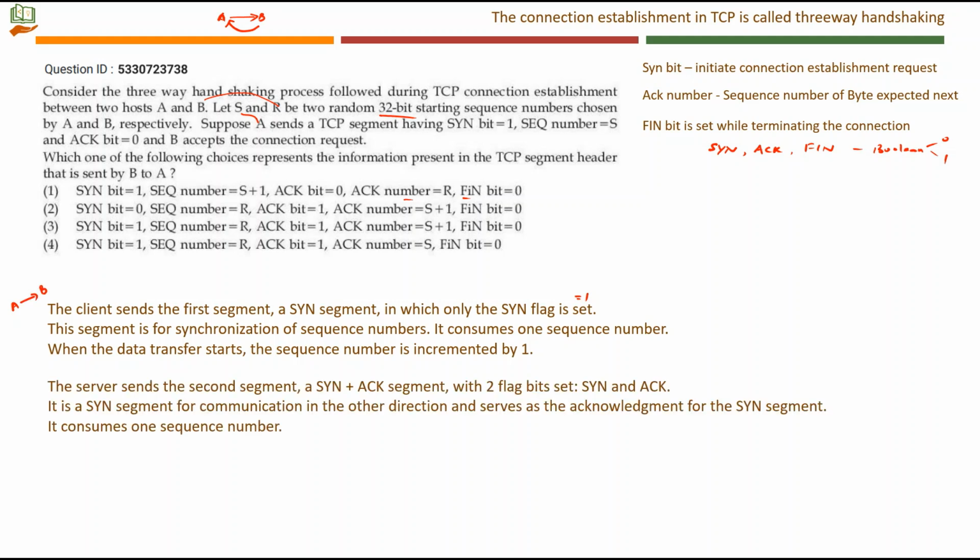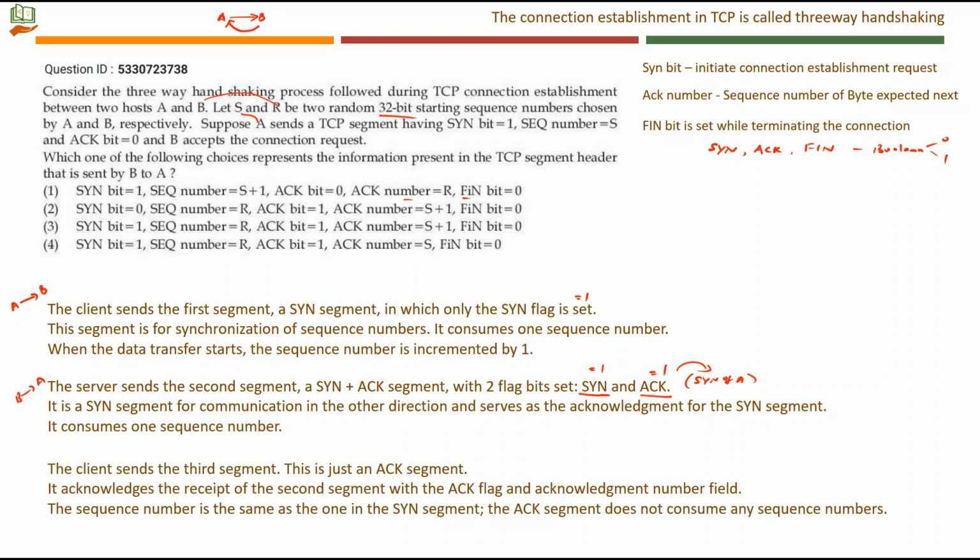Now this is the scenario where A initiates a request to B. The next scenario is that the server sends the second segment, a SYN plus ACK segment with two flag bits set. The SYN value is 1 and the acknowledgement value is also 1. Both the bits are set to 1. It is a SYN segment for communication in the other direction, that is from B to A, and it serves as the acknowledgement for the SYN segment that came from A. So this is the SYN of A. For that purpose they are sending the acknowledgement, and this also consumes one sequence number.